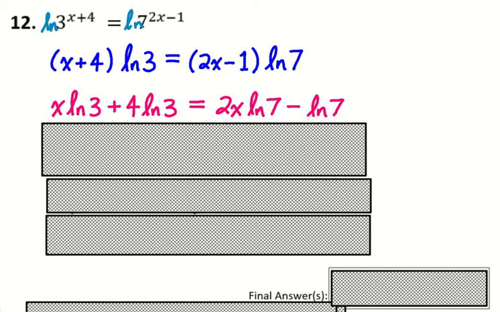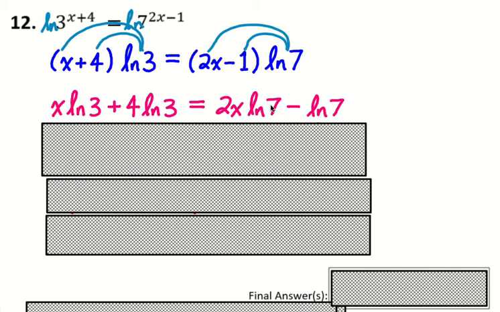I clicked on the pen. A double dose of distributing, and that's how I get to here: x natural log of 3 plus 4 natural log of 3 equals 2x natural log of 7 minus 1 natural log of 7, or just natural log of 7.